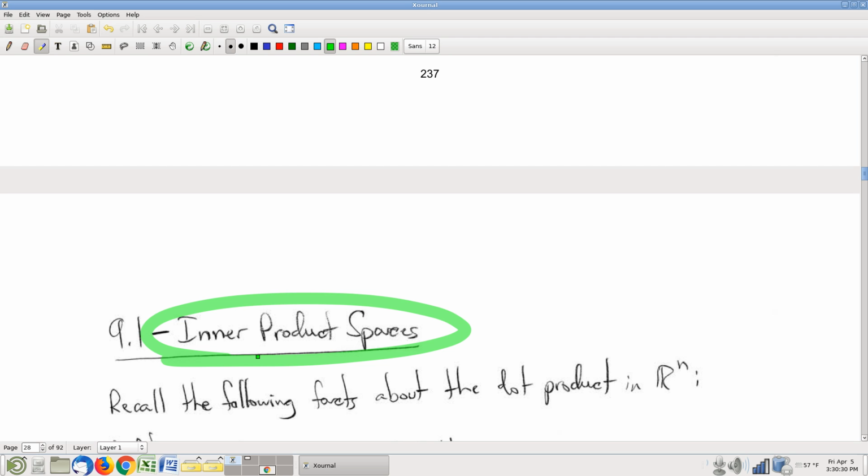Okay? So, reminder, here's what happened in Chapter 2. We were dealing with Rn, vectors in Rn. We observed that you can add vectors in Rn to get other vectors. You can multiply vectors in Rn by scalars to get other vectors. Therefore, you can do linear combinations of vectors in Rn to get other vectors. So we have this construction of linear combinations.